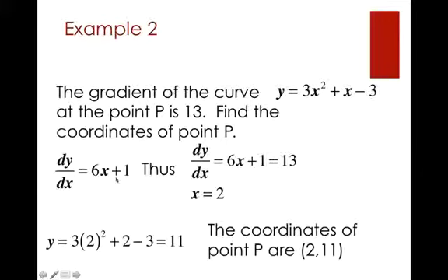Here it is. We know that this function is equal to 13 at our given point, so we substitute that in. We find out that this point must have an x-coordinate of 2. And so the corresponding y-coordinate will be, we substitute 2 into the original equation here, and we get 11. So the coordinates of the point that has this gradient must be (2, 11).